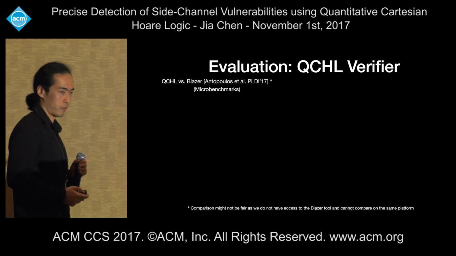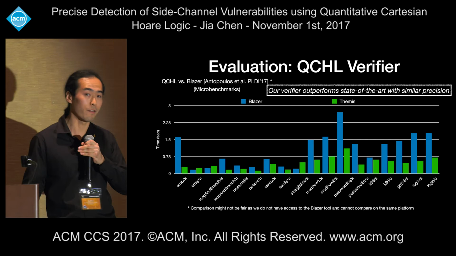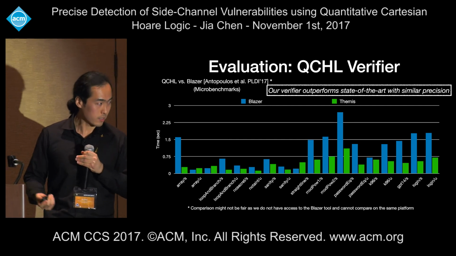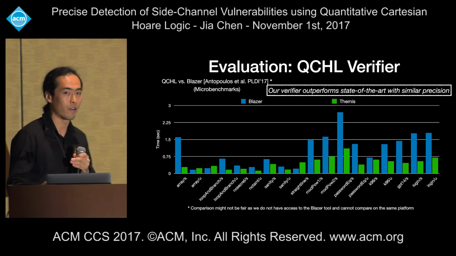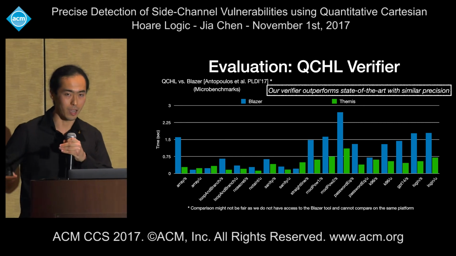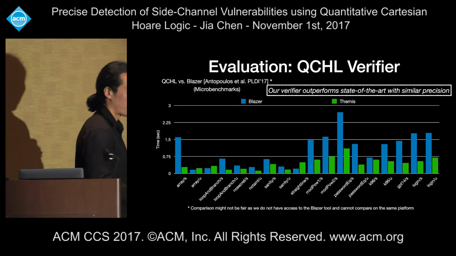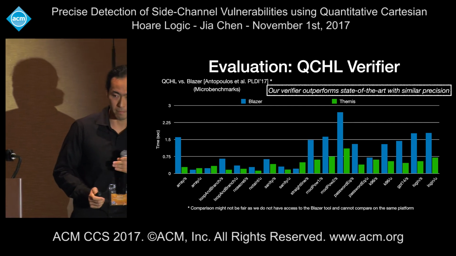And for the micro benchmark they had in their paper, this is the time it takes for Blazer to either verify or reject the program. And this is the time it takes for Themis to either verify or reject the same program. And here, the y-axis is the time, and lower is better. The takeaway point here is that our verifier outperformed the state of the art with similar precision.